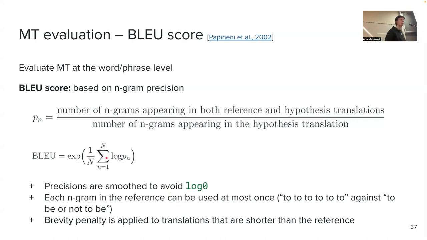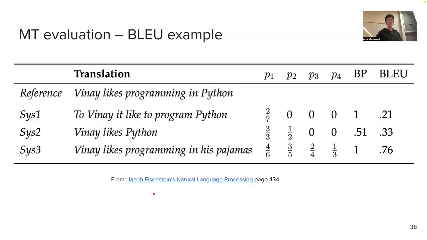Also, this equation in its form is favoring shorter translations. Shorter translations are going to have higher precisions. So there is also a brevity penalty introduced, where translations that are shorter than the human translation, than the reference, are penalized. I'm not giving you exact ways of how we do this, but I just want you to remember that we add these three changes.